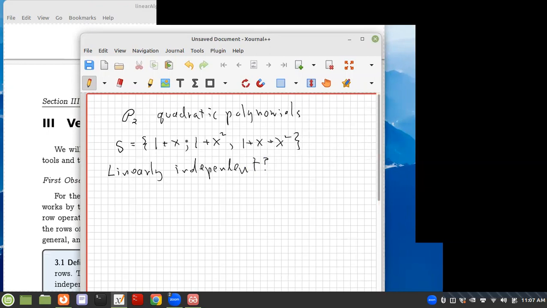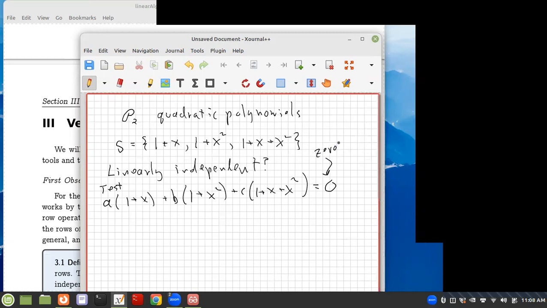Well, the way we check for that is to set a linear combination of these equal to the zero vector, and see if that forces the coefficients to all be zero. This is the test: a times (1 plus x) plus b times (1 plus x squared) plus c times (1 plus x squared) equals 0, because in P2, this is the zero vector.